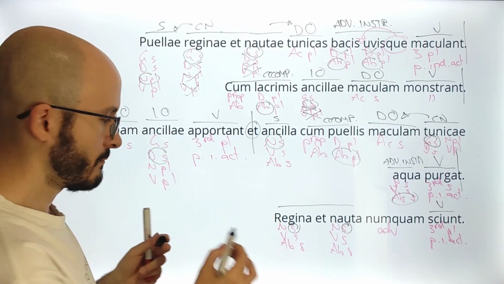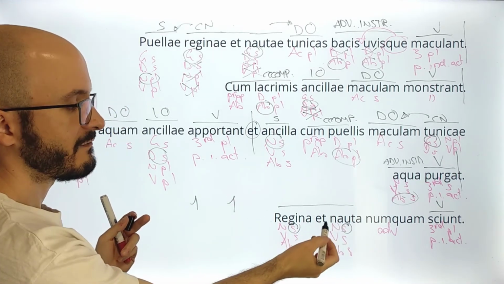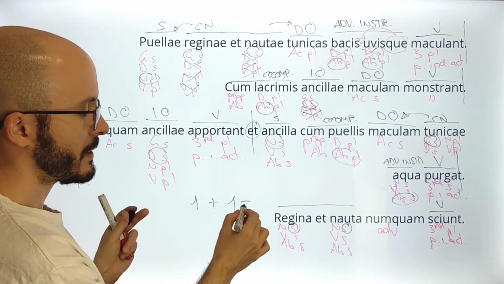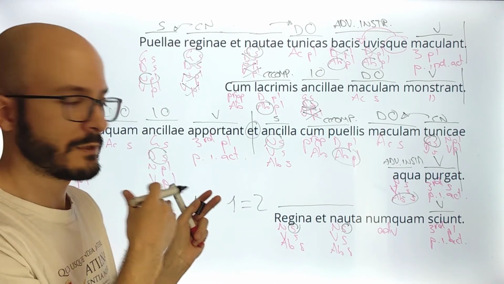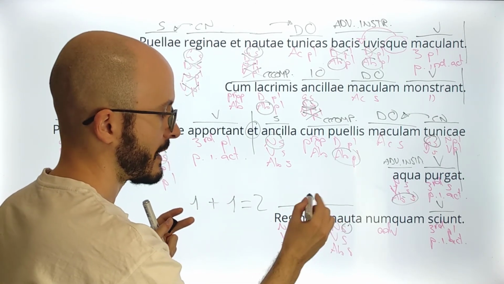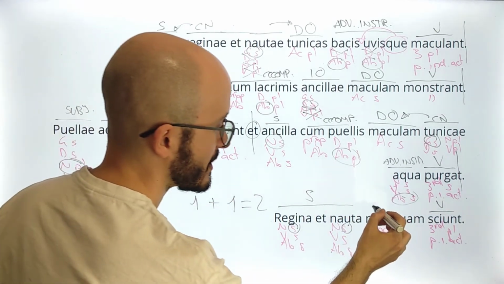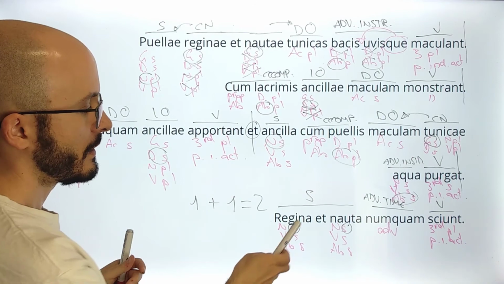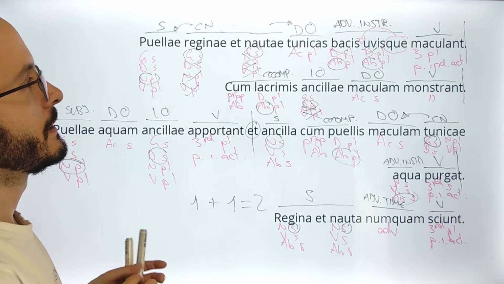Now, singular is like saying one. And if we join, it's like saying this. So 1 plus 1 equals how much? 2. Is 2 singular or plural? It's plural. So now, this plus this is plural. So now we have a plural subject with a plural verb. Just like that. And this is an adverbial of time. So the queen and the sailor never know.